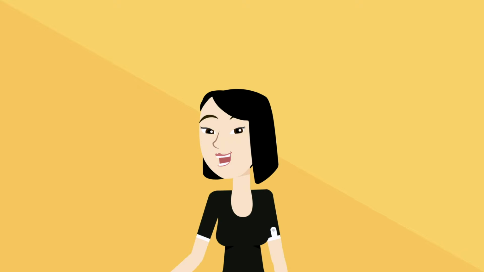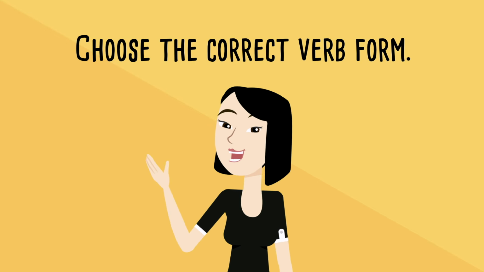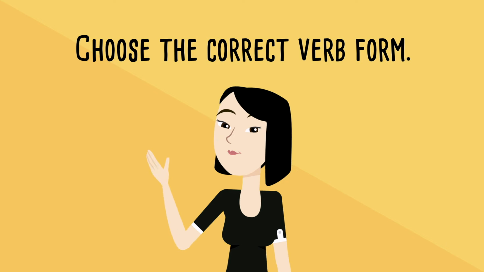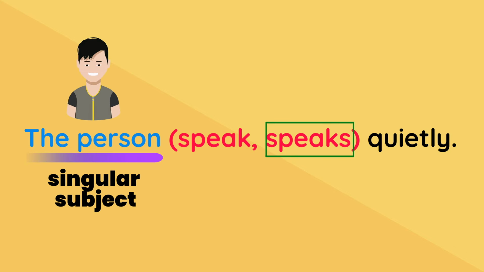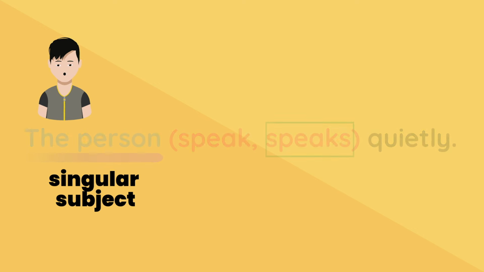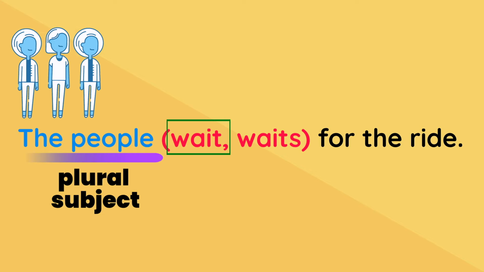Now let's practice with a few more examples. I'll say a sentence and you try to guess the correct verb form. The person speak or speaks quietly. The correct answer is speaks. The subject is singular. The people wait or waits for the ride. The correct answer is wait. The subject is plural.